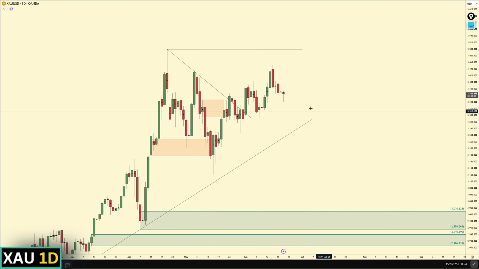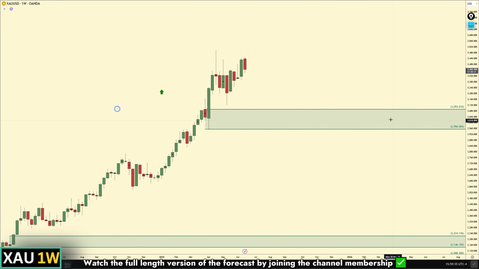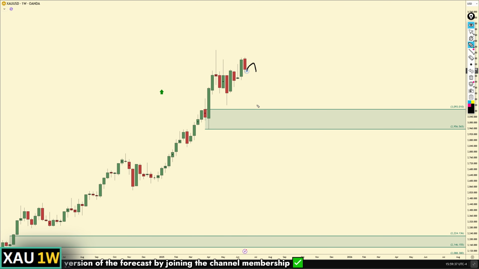Maybe let me know in the comments down below. Is there a flag pattern here? I don't look at chart patterns, but maybe there is. Maybe that could cue or signal that we could be pushing up, guys. It's just a possibility. All I know is that there's a great weekly demand zone down below.